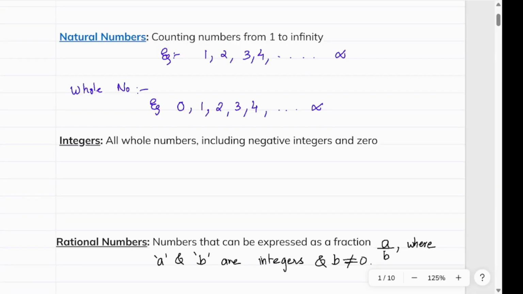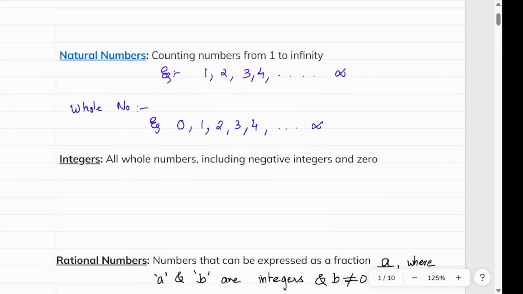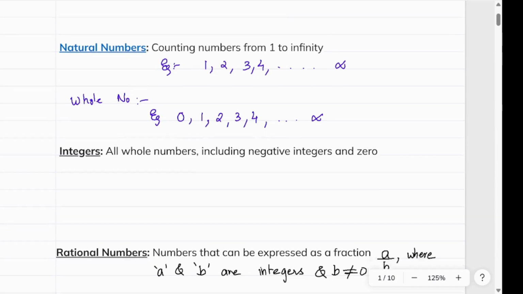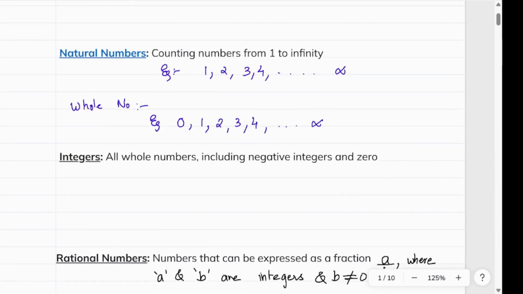Now, types of numbers. First, we will learn about natural numbers. By natural numbers, I mean the counting numbers from 1 till infinity. Natural numbers are called what? They are the counting numbers, the numbers we use for counting objects. What is not included? 0 is not included, because 0 is not used for counting, right?